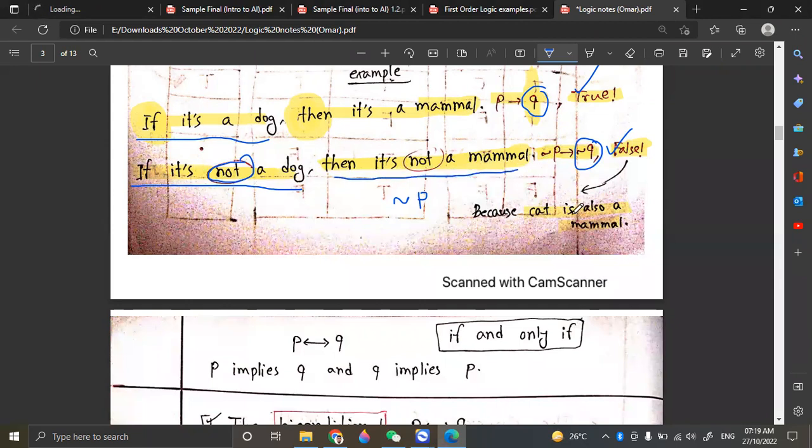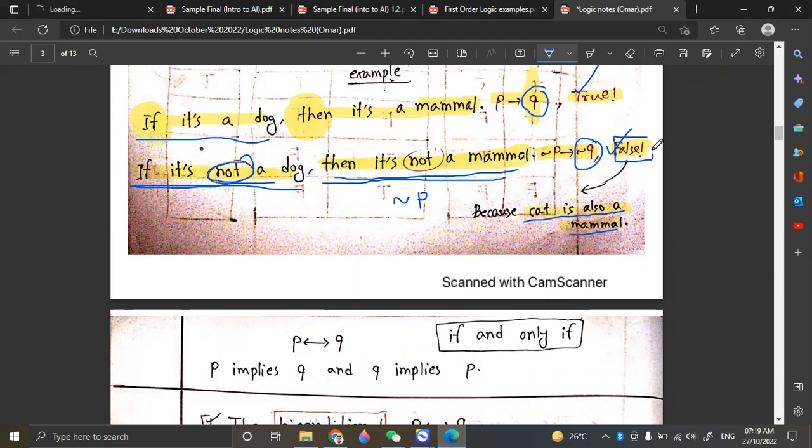But we know that a cat is also a mammal, right? We humans are also mammals. But if it's not a dog, then we cannot say that it is not a mammal, because we humans are mammals. That's why this statement is false.